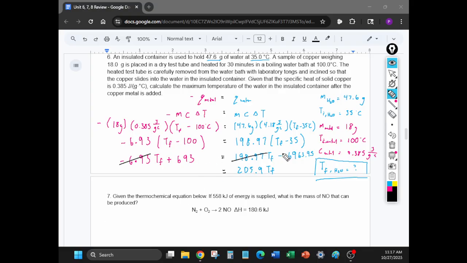And then to get the numbers without the variables together, we're going to take 693 plus 6963.95. And on the left side, you should end up with 7656.95. Okay. And then from there, very easy to solve. You just need to divide by 205.9 on both sides, and you should get an answer of 37 degrees Celsius.